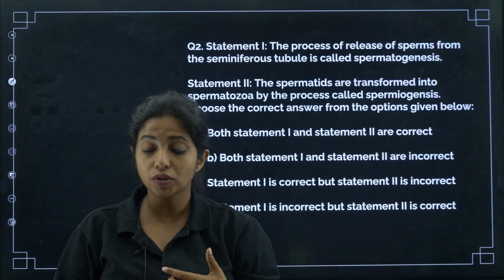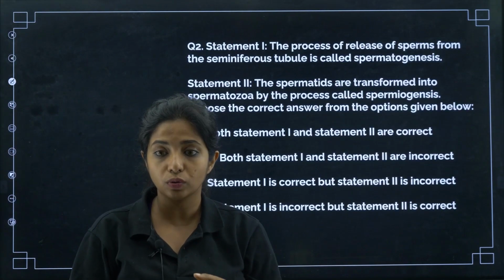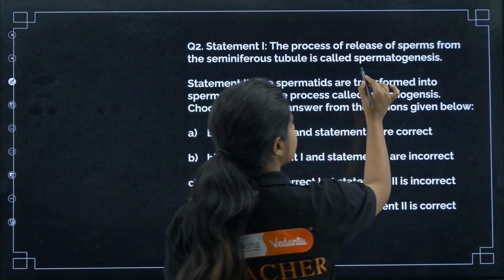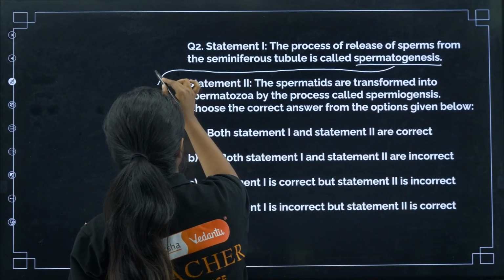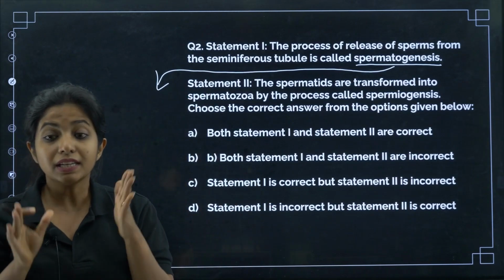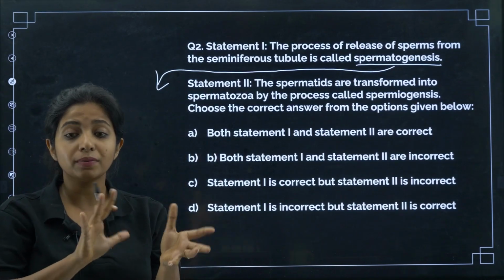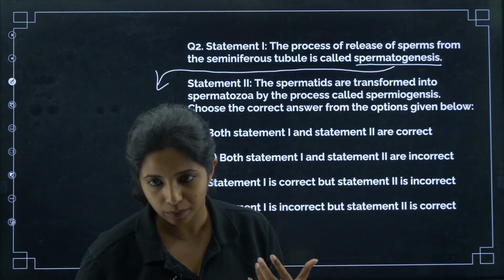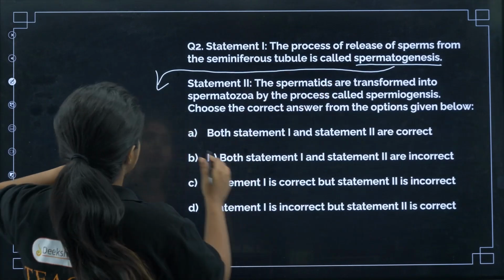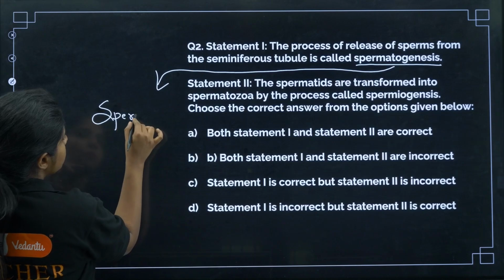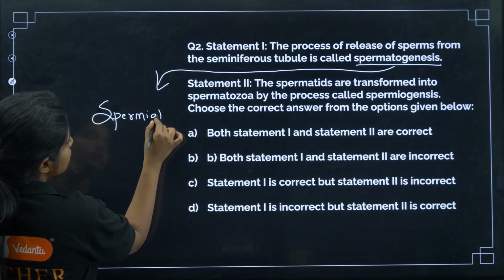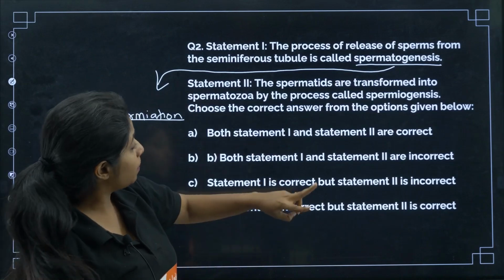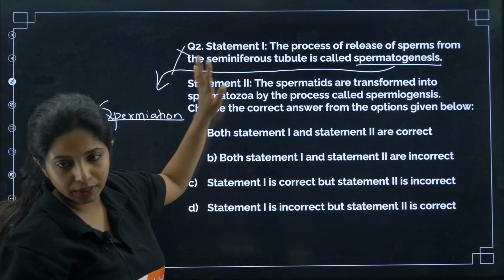Statement 1 says the process of release of sperms from the seminiferous tubule is known as spermatogenesis. Is it actually known as spermatogenesis? If you do not read this question properly, you are going to lose your marks. Listen. The process of release of sperms from the seminiferous tubules is not spermatogenesis. Spermatogenesis is the formation of sperm. Instead of spermatogenesis, it should have been spermiation. That is the name of this process. So statement 1 is wrong, it is incorrect.